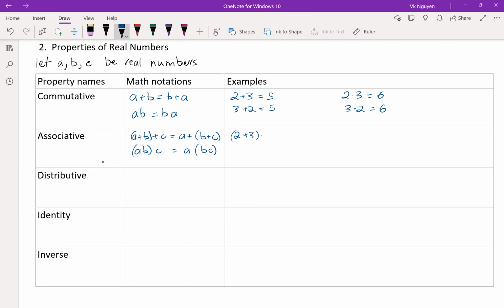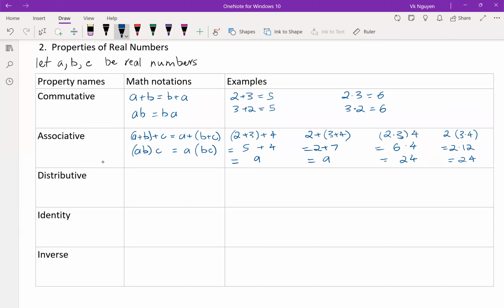Example: 2 plus 3, plus 4. 5 plus 4, 9. 2 plus 3 plus 4: 2 plus 7 is also 9. 2 times 3, times 4: 6 times 4, 24. 2 times 3 times 4: 2 times 12 is also 24.